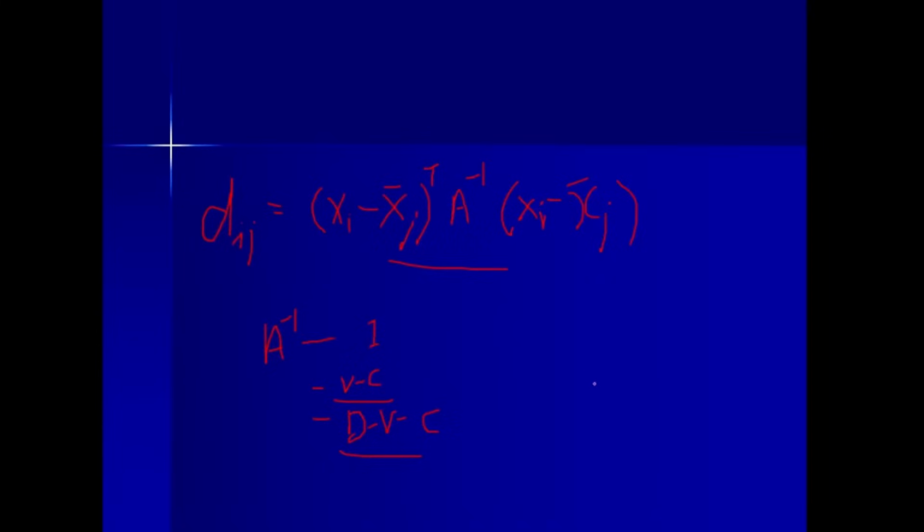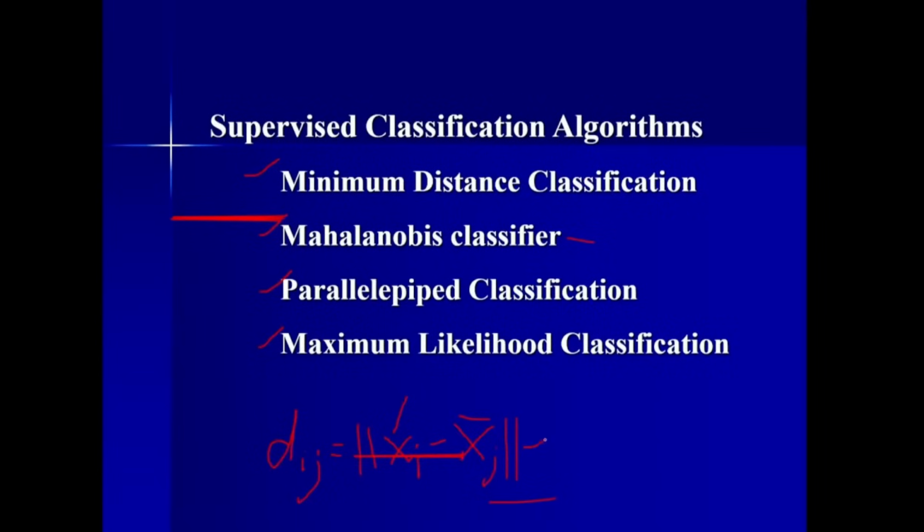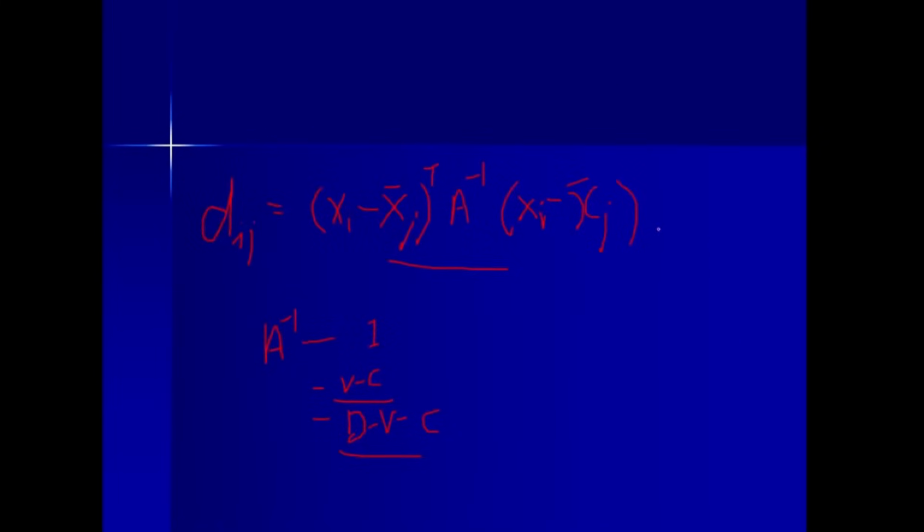In your 12th class or in the 11th class, you have learned about Euclidean distance. So Euclidean distance is this one, which I have already written here. But the general distance equation is this one. And as per the A inverse you are taking, whether it is the unit matrix, or the variance covariance matrix, or the diagonal variance covariance matrix, accordingly you can have the Euclidean distance or Mahalanobis distance.